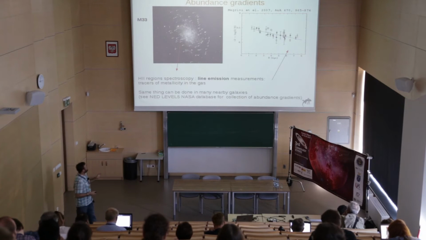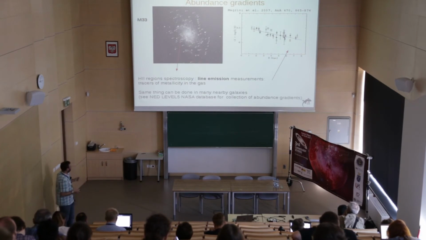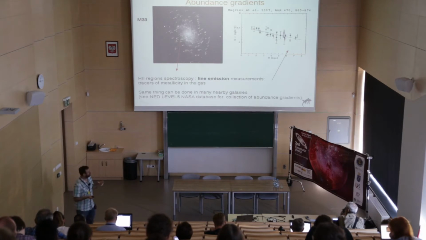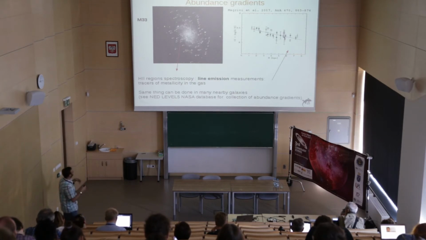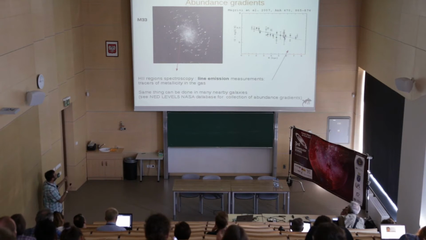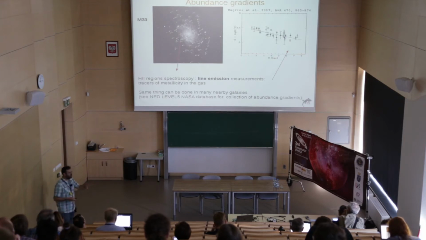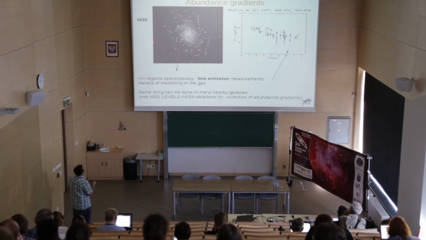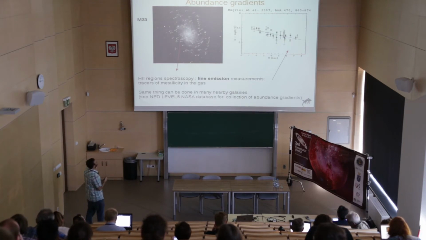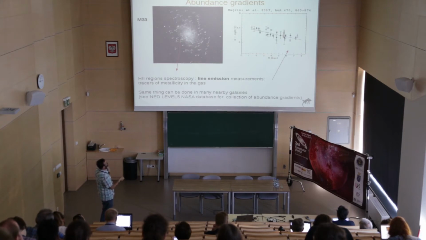Another example is abundance gradients. We can measure in nearby galaxies abundance gradients, mostly in HII regions where the gas is ionized, and from the analysis of the lines, we can derive the abundance of oxygen in this case. I will speak a bit more about that later. And this is an example in M33, but we can do that in many nearby galaxies. And there are gradients like this, so the abundance decreases with radius.